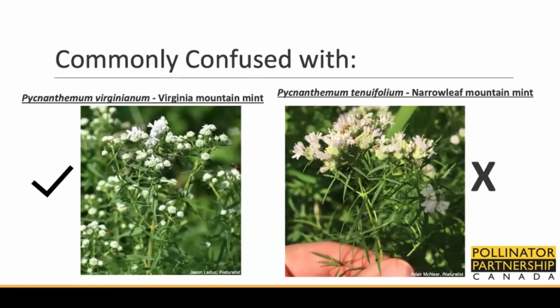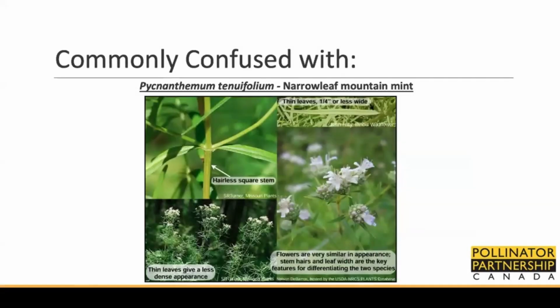One plant that you may confuse Virginia mountain mint with is narrowleaf mountain mint. The range of our target species, Virginia mountain mint, goes a little further north, but also note that the narrowleaf mountain mint is listed as vulnerable in Ontario, so we really want to take care of the species and make sure we're not misidentifying it. The flowers of these two plants look extremely similar, so not the best feature to go to when trying to differentiate them.